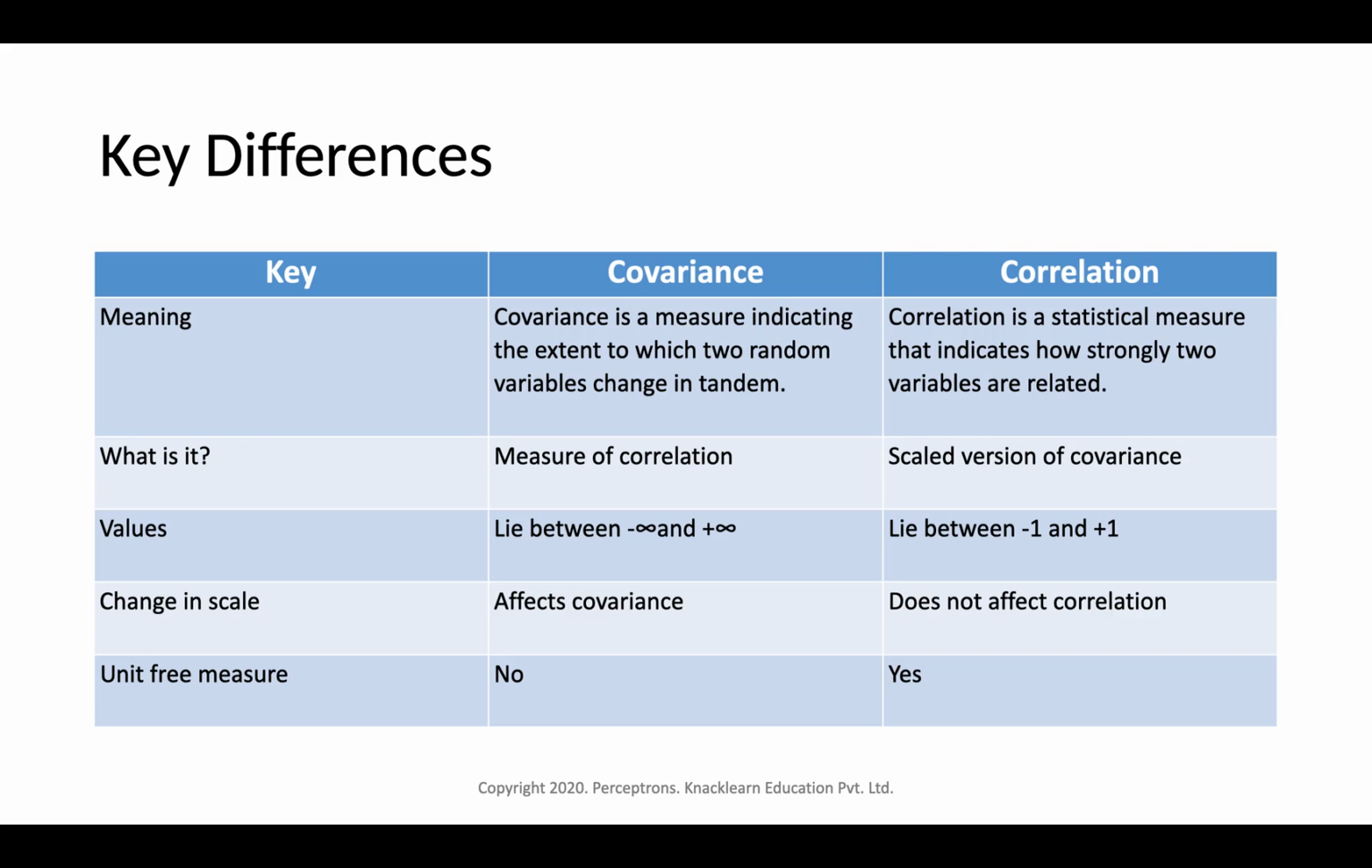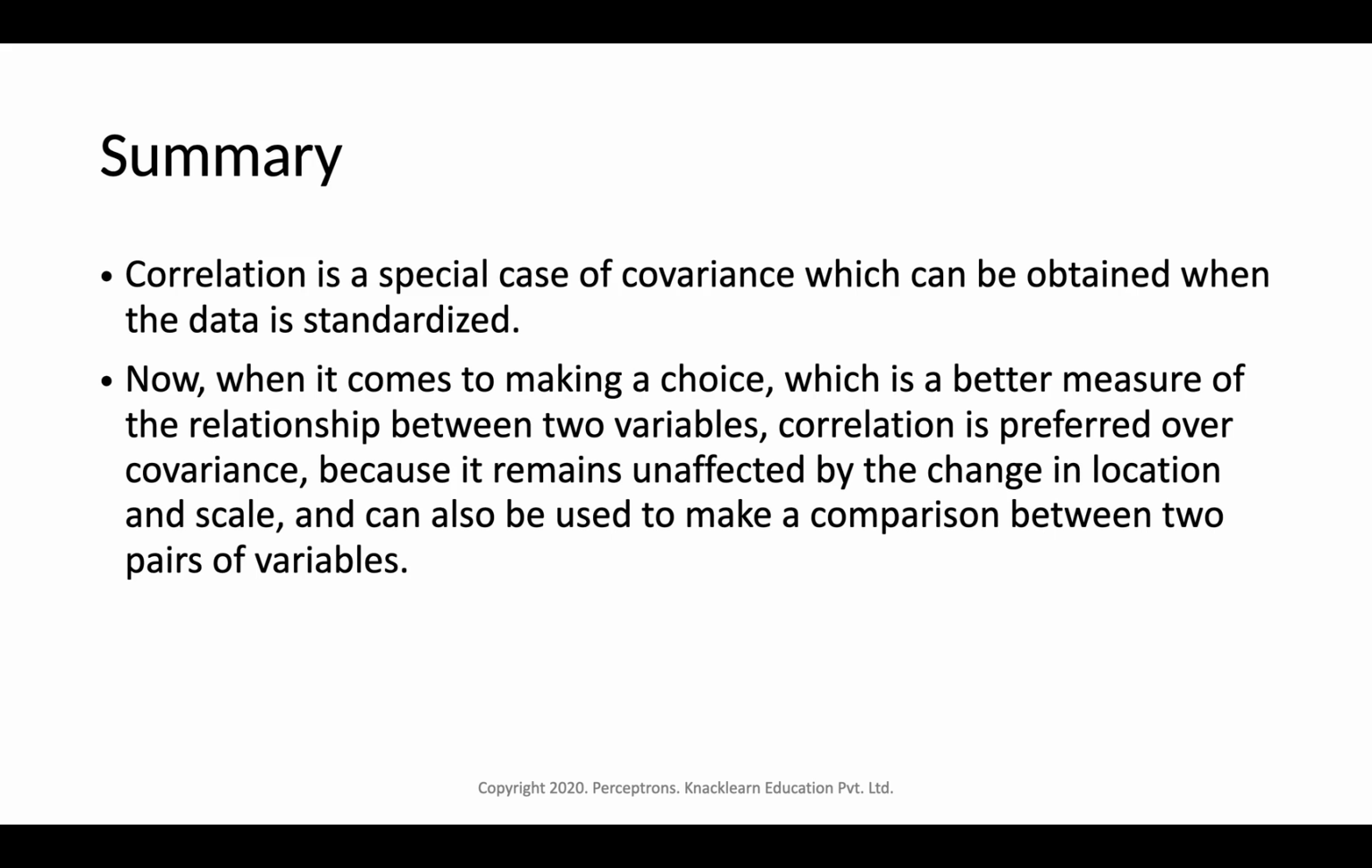The key difference between them is that a change in scale can affect the covariance, but it will not affect the correlation. So covariance is not a unit-free measure, while correlation is a unit-free measure. Correlation is also a better measure, as we can get the degree of association and it is unitless. That's why it is one of the best compared to covariance. So this is all about covariance and correlation.